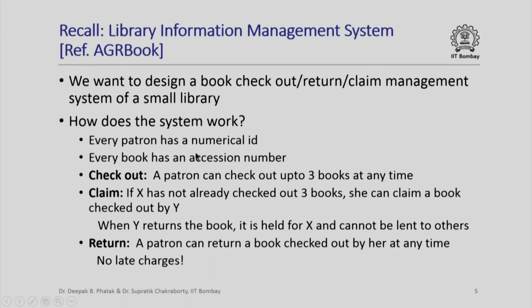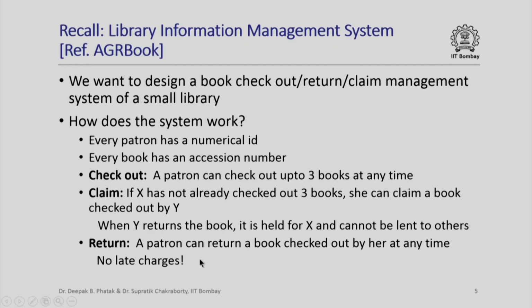Every patron would have a unique numerical ID, every book would have a unique accession number, and a patron can check out up to 3 books at any time. If a patron X has not already checked out 3 books, then she is allowed to claim 1 book that is already checked out by some other patron Y, and what this would mean is that when Y returns the book, it would be held for X and would not be lent out to others. And of course, a patron can return a book that she had checked out sometime earlier, and this being a benevolent library, there were no late charges.